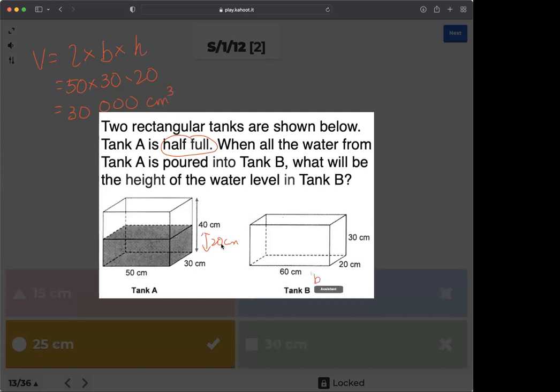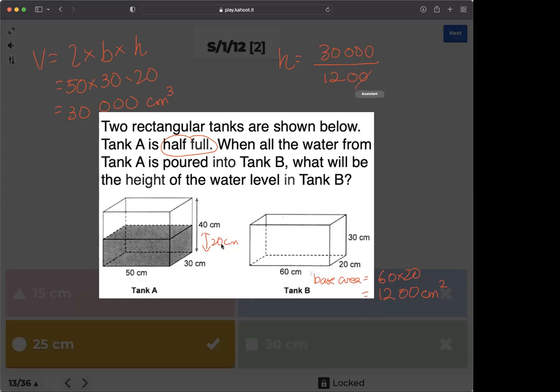Then the base area for this is 60 times 20. 6 times 2 is 12, and then you get 2 zeros. The base area is 1200 cm square. So when you find the height, you need to find 30,000 divided by 1,200.